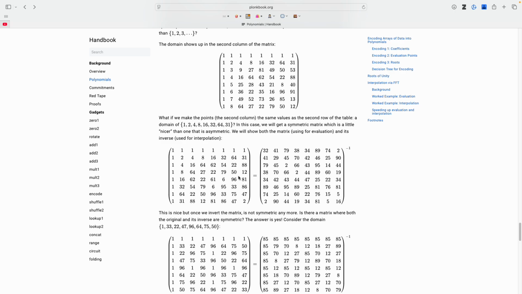So one example of a matrix that might be nicer is if I change my evaluation points from 1, 2, 3, 4, 5, 6, 7, 8, what if I just copy what's here? Okay, so if I make my evaluation points what's in the row here and put it in the column, that's what I do here. So you can see I have 1, 2, 4, 8, 16, 32, 64, 31, and then I have the same points here. What can you tell me about this matrix here?